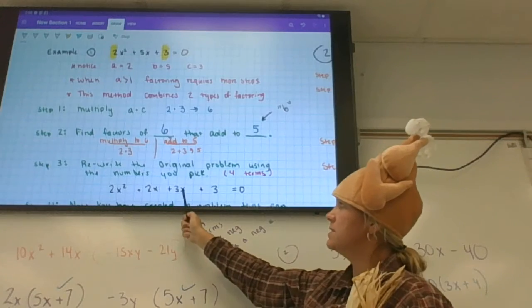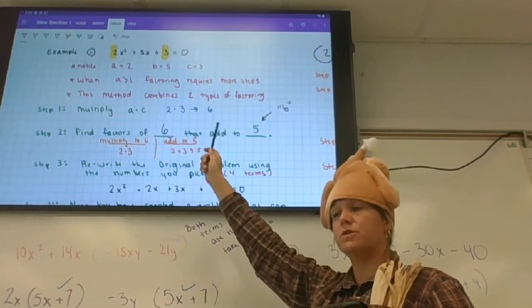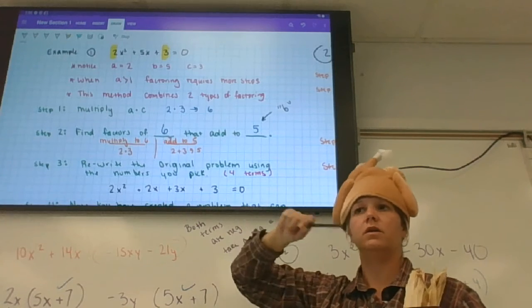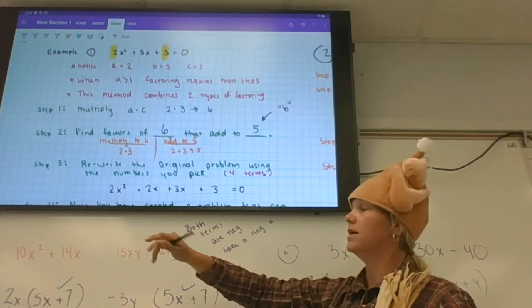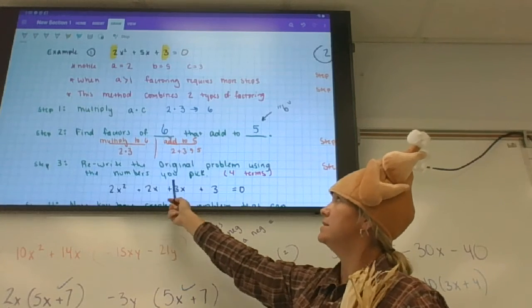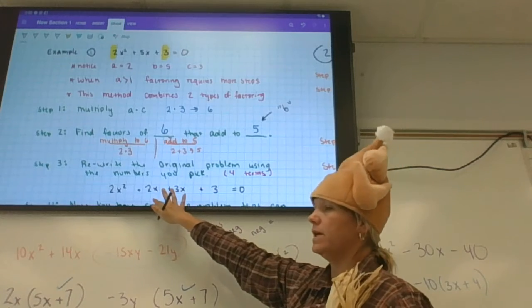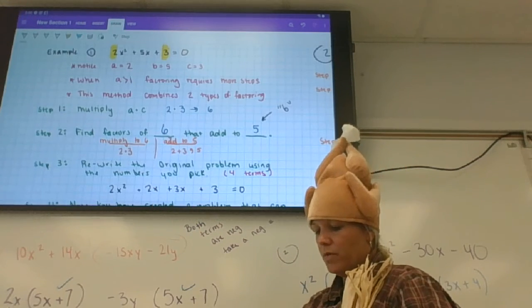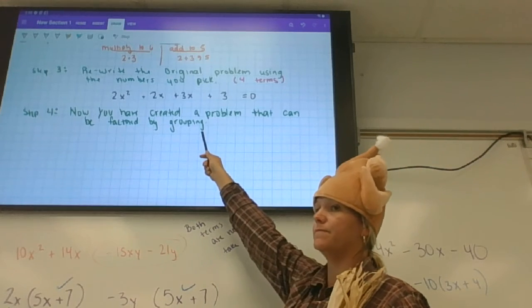So 2x plus 3x combine to make 5x. Have I really changed the problem in any way? No. I'm just rewriting it in a way that's going to work for me. You need to buy into the fact that this is the original problem. I've just split b up to make it useful. What's useful about it is now we can factor by grouping.